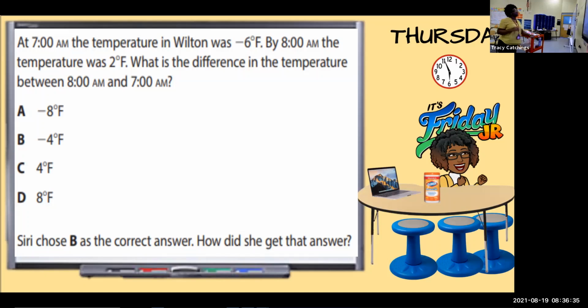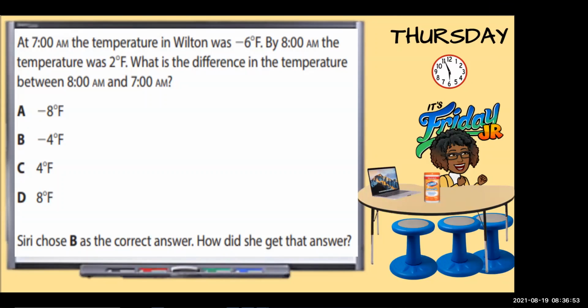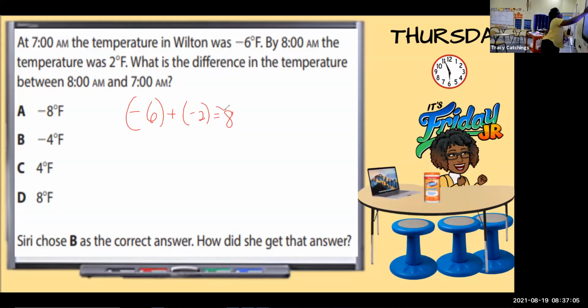It said at 7 a.m. the temperature in Wilton was -6 degrees Fahrenheit. By 8 a.m. the temperature was 2 degrees Fahrenheit. What is the difference in the temperature between 8 and 7? What you got for us, Brian? -6 plus -2 equals -8 because -6 is greater than 2. All right, did anybody try anything different?